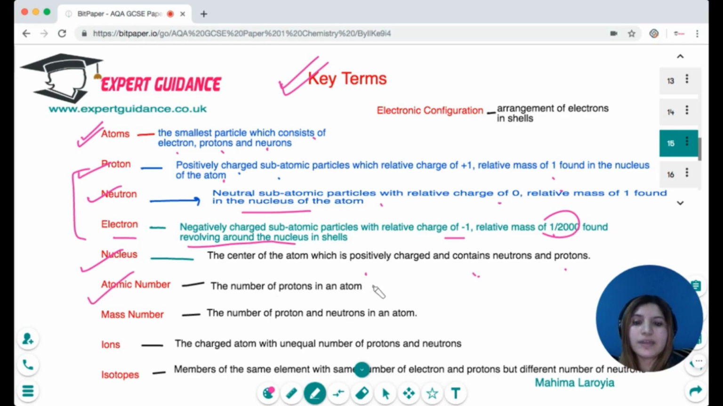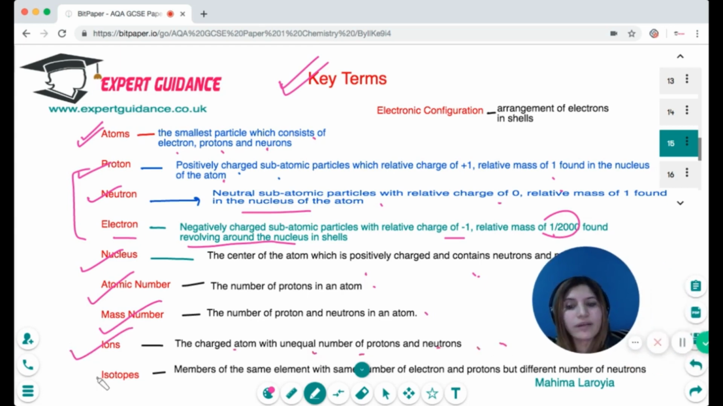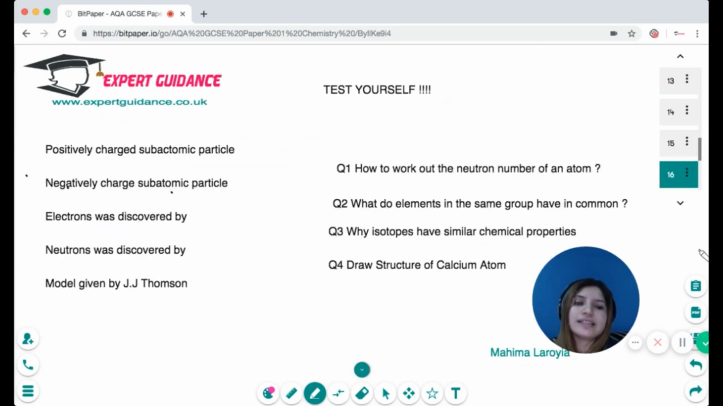Atomic number is the number of protons. Mass number is the number of protons and neutrons. Ions is a charged atom with unequal number of protons and electrons. What are isotopes? Members of the same element with similar number of electrons and protons but different number of neutrons. Electronic configuration is the arrangement of electrons in shells. Okay, so I hope all these key terms in this unit are clear to you. So now let's test yourself.